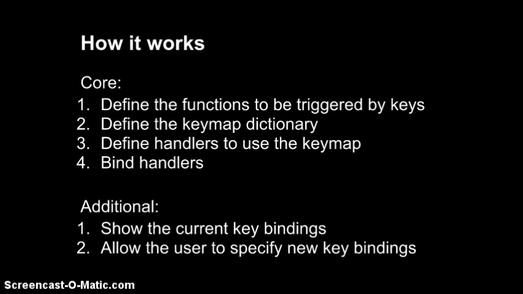So how it works is, the implementation will define some functions to be triggered by the keys, for example, thrust or turn left. Next, we define a global key map dictionary that will store the keys and the actions. And then we define handlers that will use this global dictionary, and finally we bind the handlers to the frame's key down and key up events. In addition, we will show the current bindings in the UI and allow the user to update the bindings to use different keys.